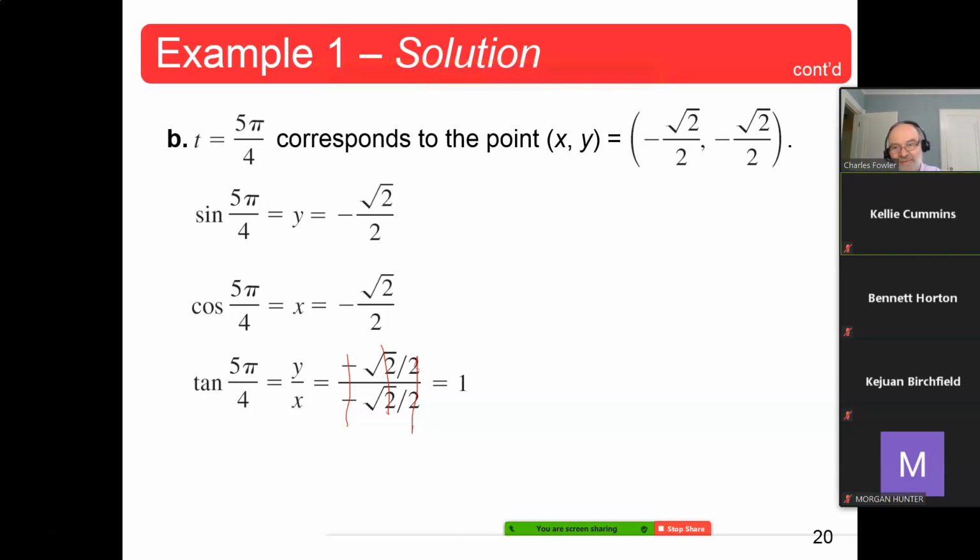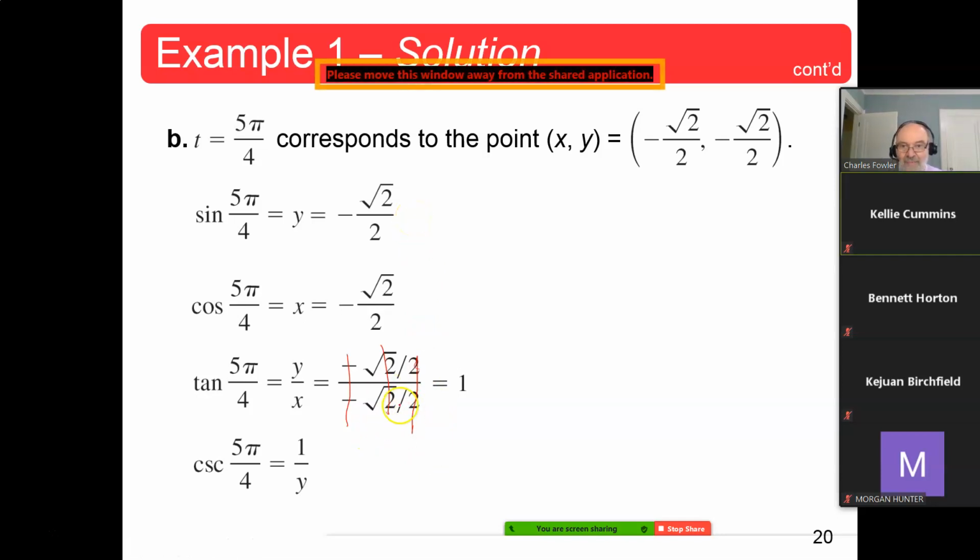I think they do the cosecant next, which is 1 over this. Now, I'm going to do something a little strange here. I'm going to write this not as root 2 over 2, negative root 2 over 2, but I'm going to unrationalize the denominator and write that as minus 1 over root 2. That's how you got this in the first place.